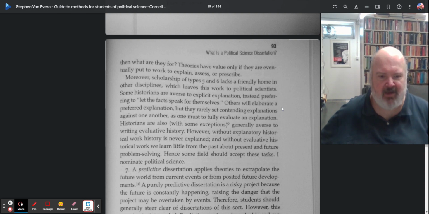Others will elaborate a preferred explanation, but they rarely set contending explanations against one another. And one must fully evaluate an explanation. So therefore, this is why this is good in that sense. Others' approaches will elaborate a preferred explanation, but they rarely set contending explanations against each other, and one must fully evaluate an explanation.